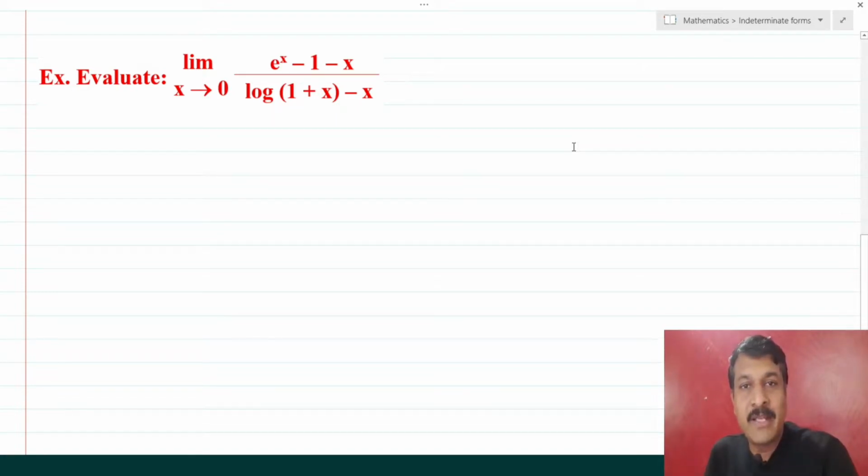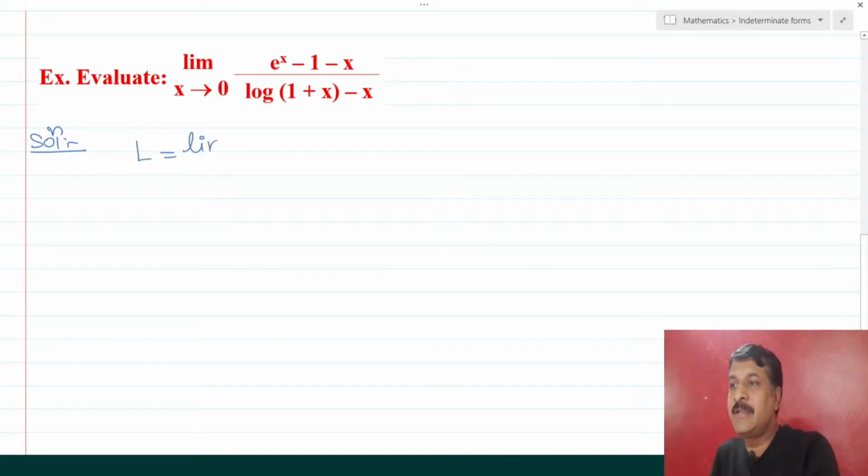So consider one example. Evaluate limit x tends to 0 e raised to x minus 1 minus x upon log of 1 plus x minus x. So how to evaluate this one? Solution for that: consider the given limit as L, that is the limit x tends to 0 e raised to x minus 1 minus x upon log of 1 plus x minus x.